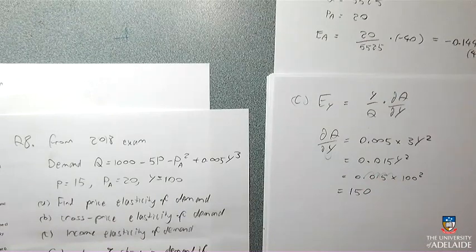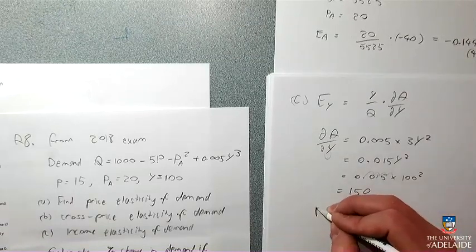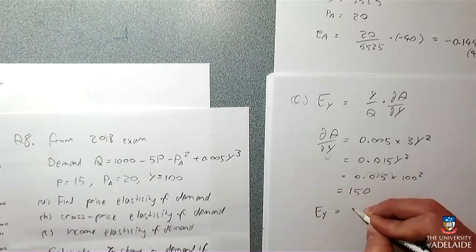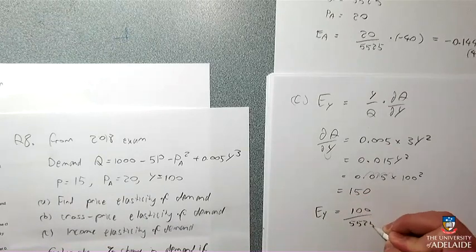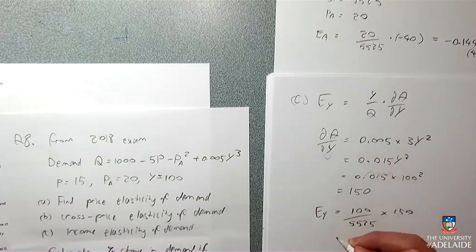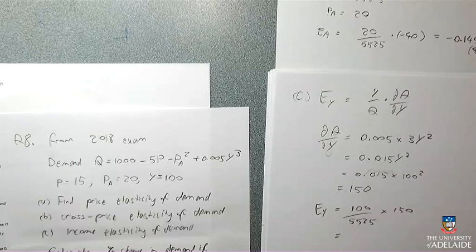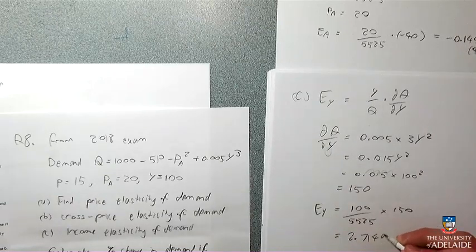So income is usually positive, like the opposite direction to the way the price goes. I'm just checking that the numbers are coming out reasonable. So the EY is the 100 divided by the 5525, which we already figured out, times the 150, which is going to be an even bigger number than last time. Okay.